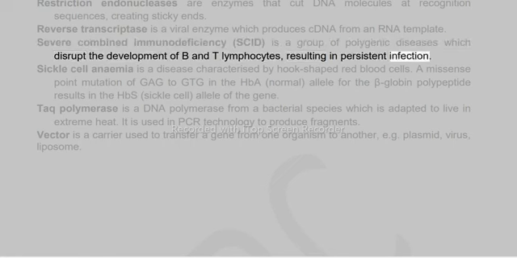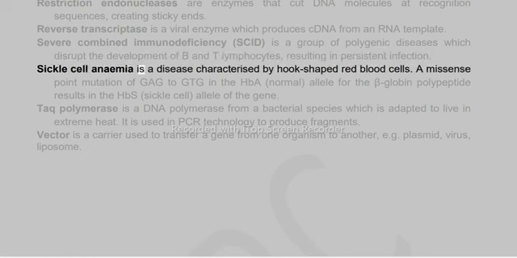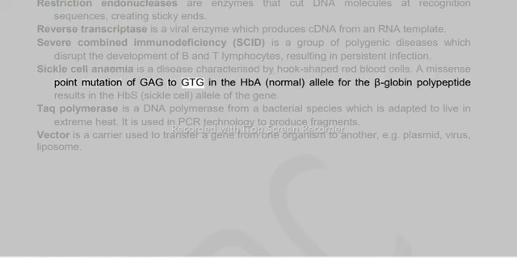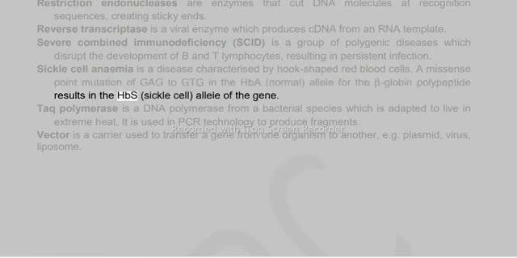Sickle cell anemia is a disease characterized by hook-shaped red blood cells. A missense point mutation of GAG to GTG in the HbA, normal, allele for the globin polypeptide results in the HbS, sickle cell, allele of the gene.